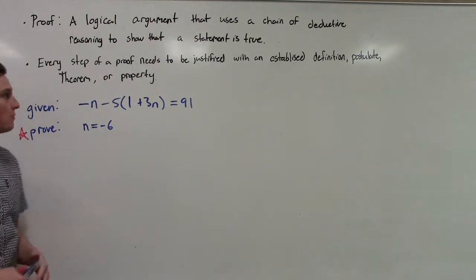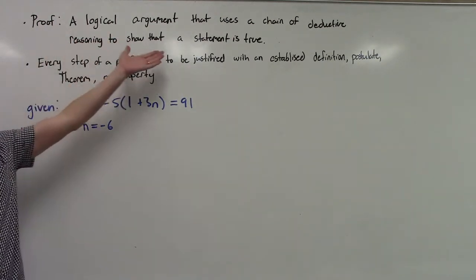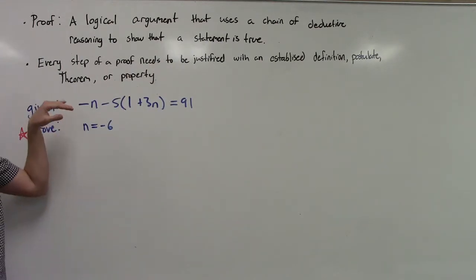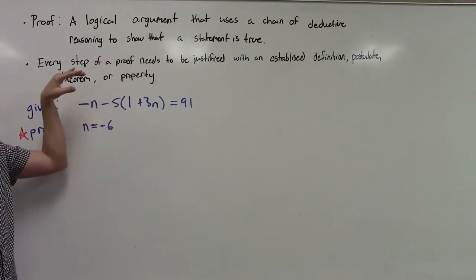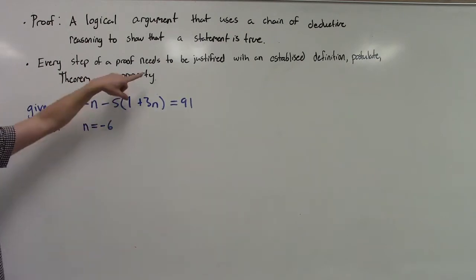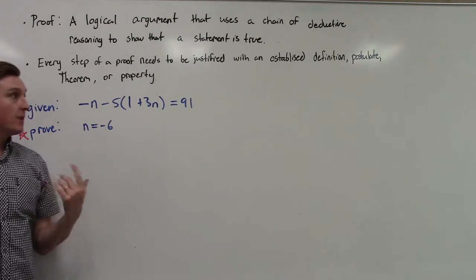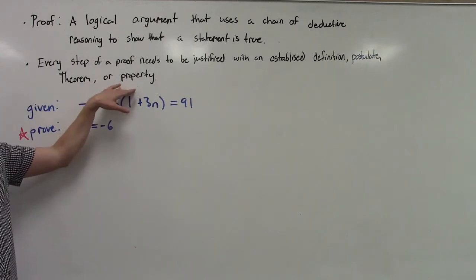How are we going to do that? Well, we're going to use a logical argument. We're going to do a chain of deductive reasoning, and we're going to start with this, and we're going to use steps where we justify each step with either a definition, a postulate, a theorem, or a property. Now in this case, they're pretty much all going to be properties.